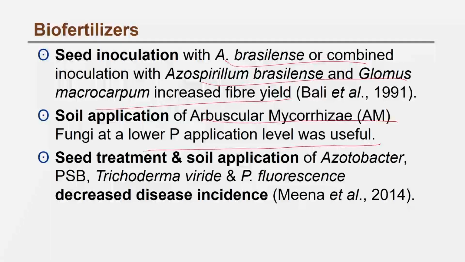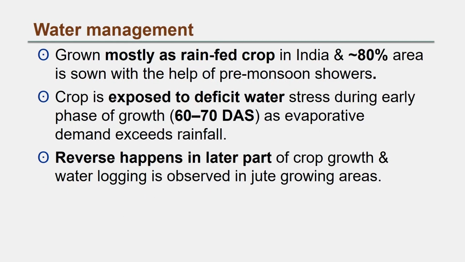Seed treatment and soil application of Azotobacter, PSB, that is phosphate solubilizing bacteria, Trichoderma viride and P. fluorescens decrease the disease incidence. So, in addition to adding some nutrients, these kinds of biofertilizers also help in preventing diseases.